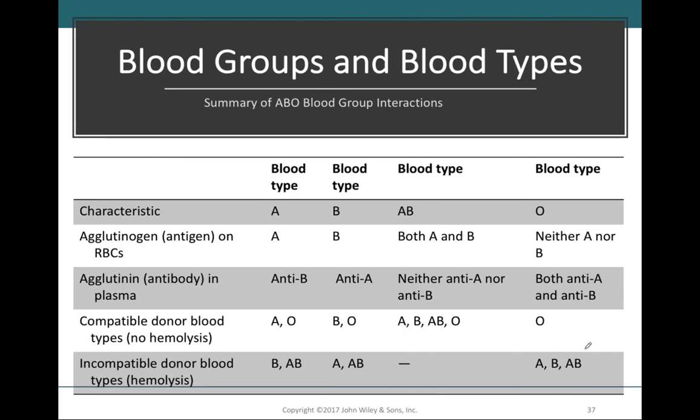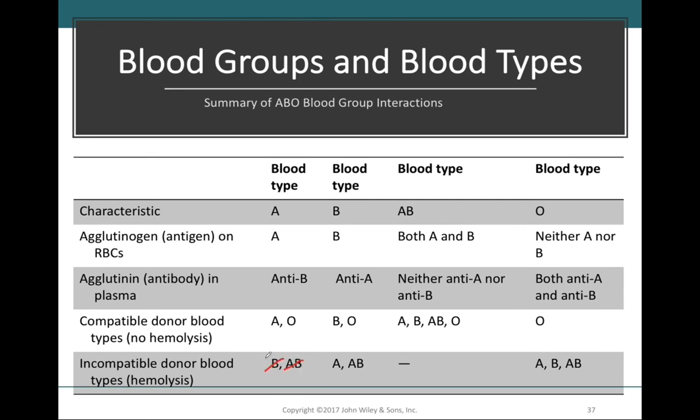So we have to be very careful with O individuals to make sure that we're not infusing any blood with these antigens on it that will naturally cause a reaction. So an easier way to look at this is the blood type A can't receive anything with B in it.